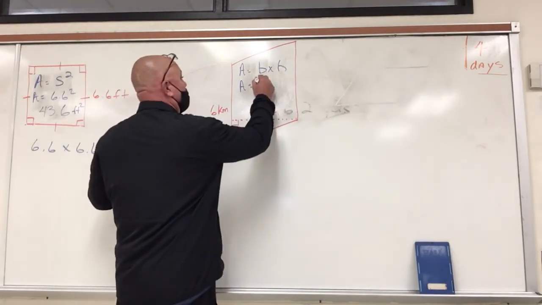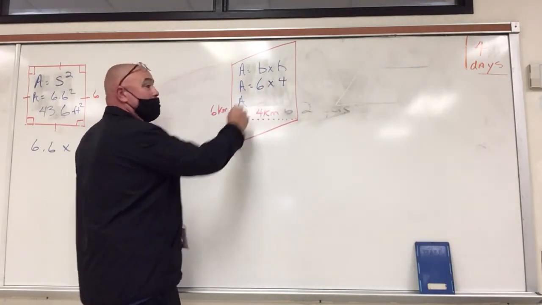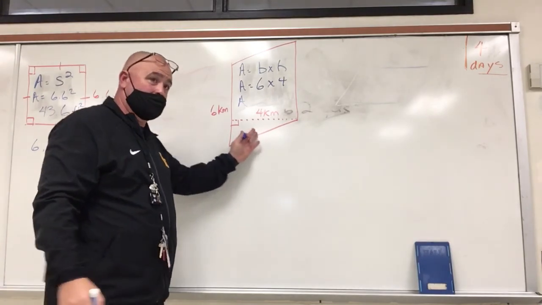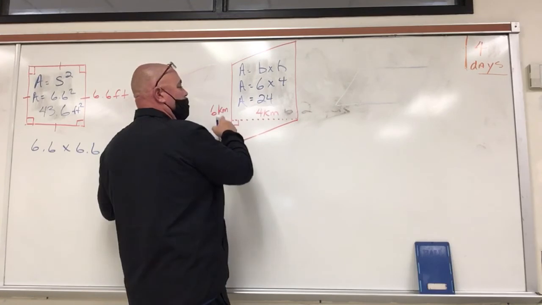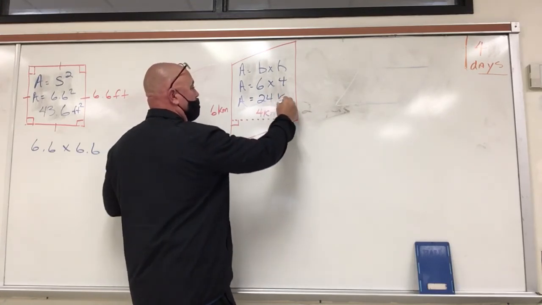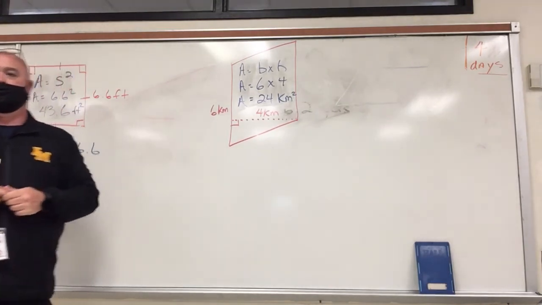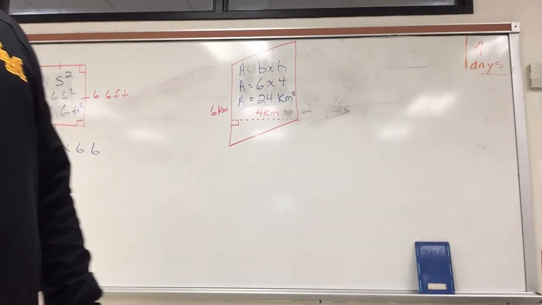Okay. So it would be 6 times 4. All right. Again, it doesn't matter because I only got two numbers here, right? And I know that 6 times 4 is 24. And I know kilometers would be kilometers squared. Okay? Anybody have any questions? That's pretty straightforward.